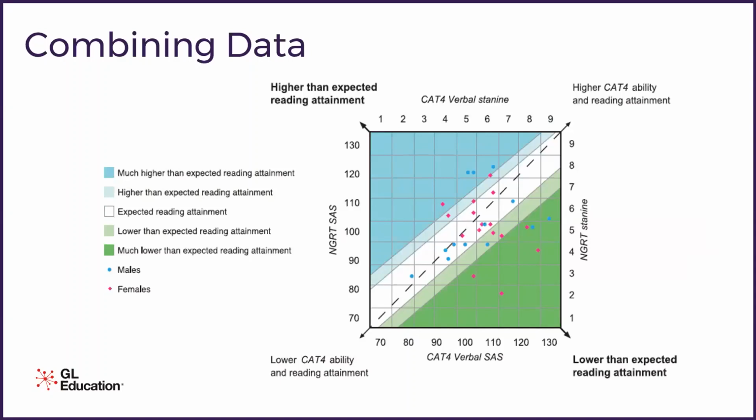A reading profile of under or overachievement is produced for the combination report. Students located within the white band are working at an expected level when comparing their NGRT SAS and their verbal CAT4 score. Students in the blue band are working higher and much higher than expected, and those in the green are working at a lower or much lower than expected level. This allows schools to identify under and overachievers and inform future planning and intervention.